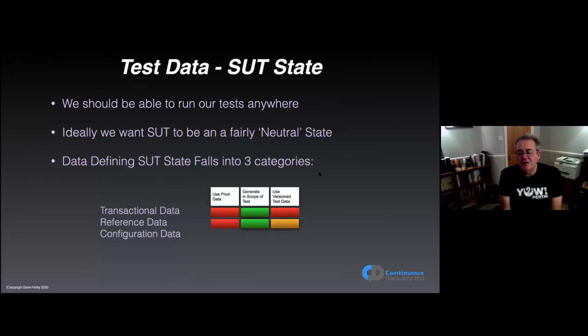There might be some utility to using versioned data for this. Because it's read-only, we can use that advantage. So instead of having a postcode lookup with millions of records, we could just have 50 records in our postcode table or something like that. We could do that kind of thing. So maybe use versioned test data, but my preference would still be to generate it in the scope of the test, and then you can target exactly what you want.